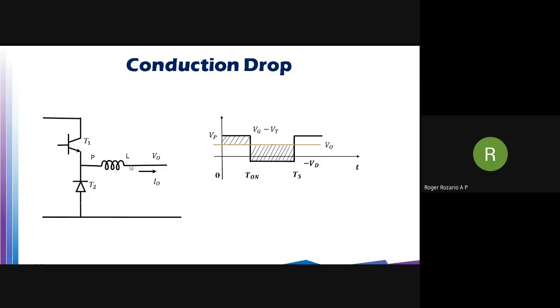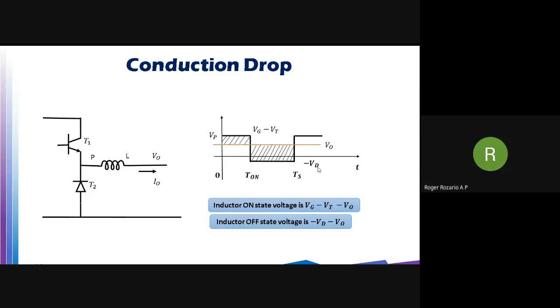And what about the voltage at the other end of the inductor? Previously, it was 0 minus V0, equal to minus V0. Now it is minus Vd minus V0, since the switch PT2 has a conduction drop of Vd. So using this, we will write the volt-second balance of the inductor.